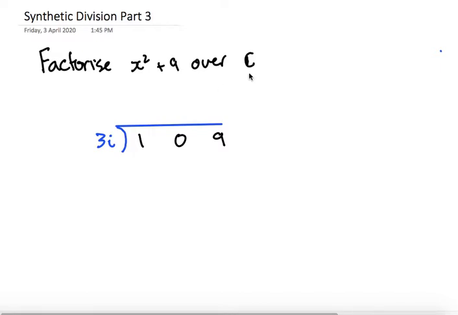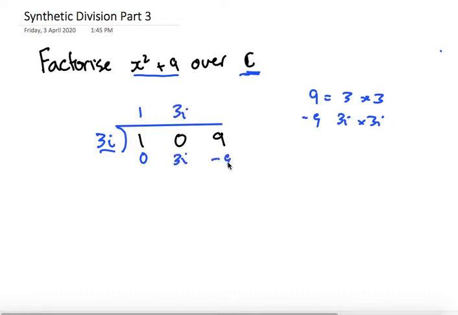We're going to do this over complex numbers, so we have to factorise x squared plus 9. So we know that 9 is made up of 3 times 3, and because it's complex numbers, I'm going to choose 3i times 3i. That makes negative 9. So start with 0, that's why I put 3i there. Multiply, add going up, and multiply to give negative 9.